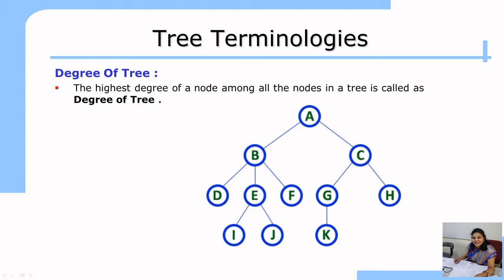So you can see, calculate the degree of every node. How many edges are connected to A? 2. So A has degree 2, B has degree 4, D has 1, E has 1, 2 and 3, F has 1, G has degree 1 and 2, incoming 1, outgoing 1, so total 2, and H has in degree 1. K also has in degree 1. So which node has the maximum degree? B. B has degree 4. So the degree of this tree is 4.